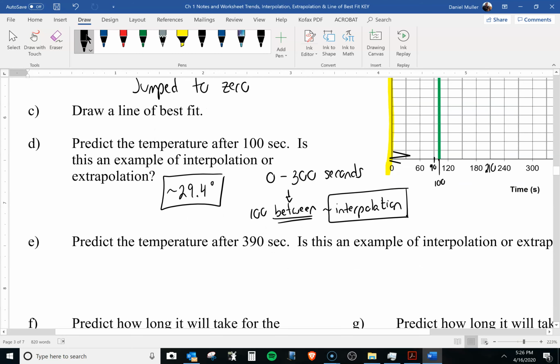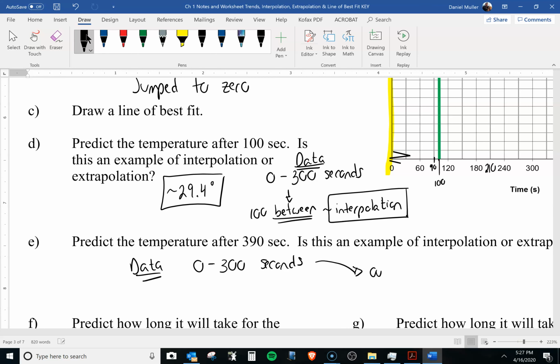So if I'm predicting or guessing something out of the 300, then we're looking, oh, it's right here. Predict the temperature after 390 seconds. So we're at 0 to 300 seconds. That's what our data is calculating from, 0 to 300. So then we're outside of that. We're beyond. Or we're something extra. So that would be extrapolation.